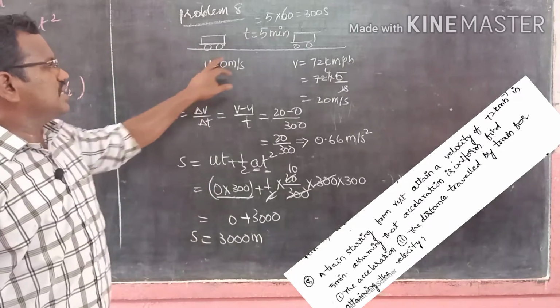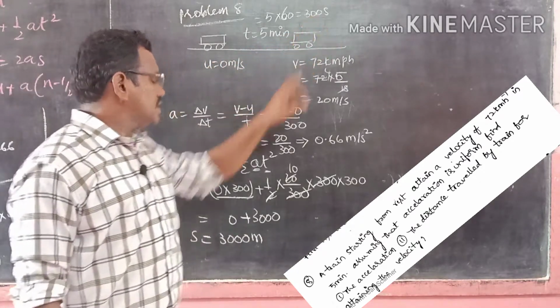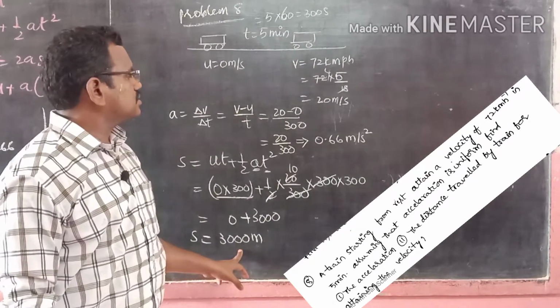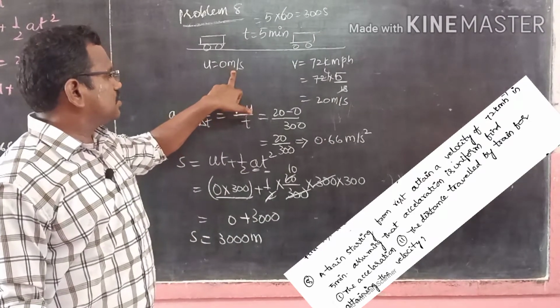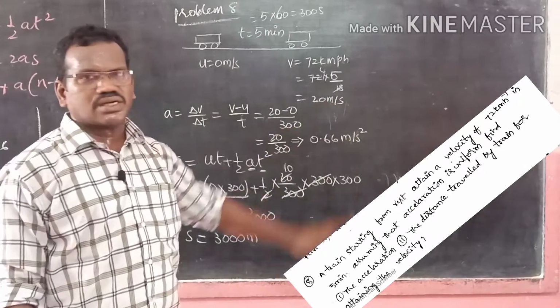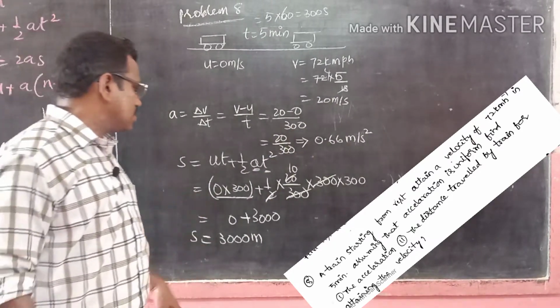Within 300 seconds it travels a distance of 3000 meters, where the initial velocity is 0 meter per second and the final velocity is 20 meter per second. This is the method to calculate.